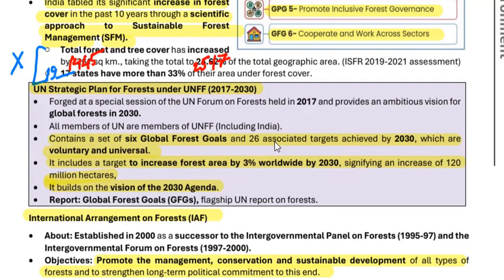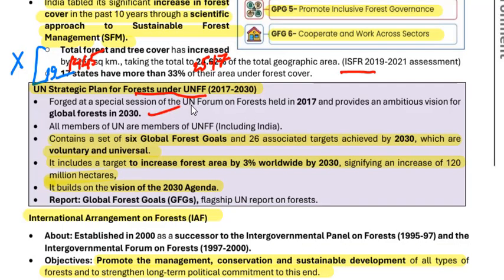Here, this is done. I will make a separate video about the India State of Forest Report 2023, even though a brief introduction has been given there. So, what is the UN Strategic Plan for Forests under the UNFF 2017 to 2030? This was adopted at a special session of the United Nations Forum on Forests held in 2017 and provides the ambitious vision for the global forest at 2030.